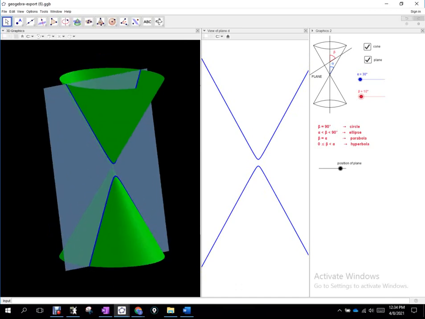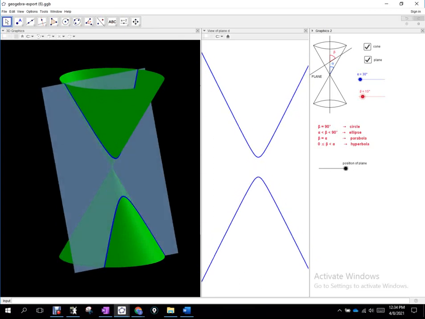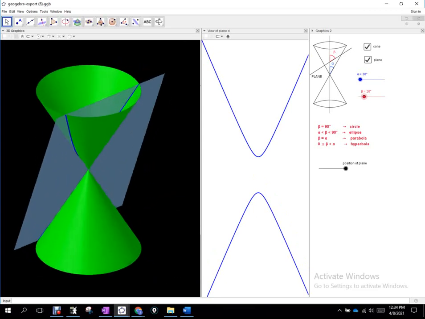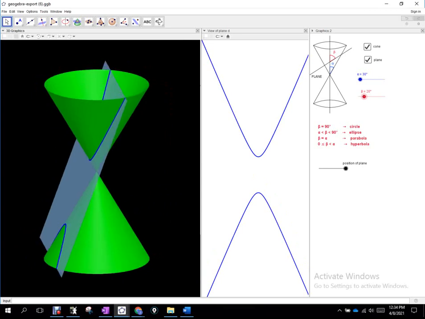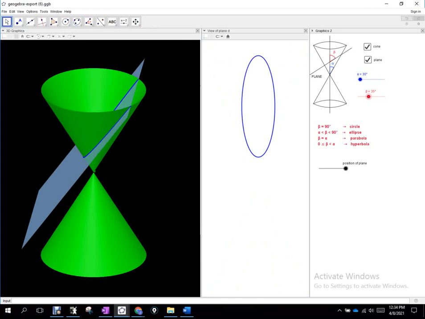Okay. And you can see, we can make it more drastic by changing the angles and the position of the plane. But that may be more like the one that we saw in our equation. Okay. If I take my plane and change it to that, what's that shape?